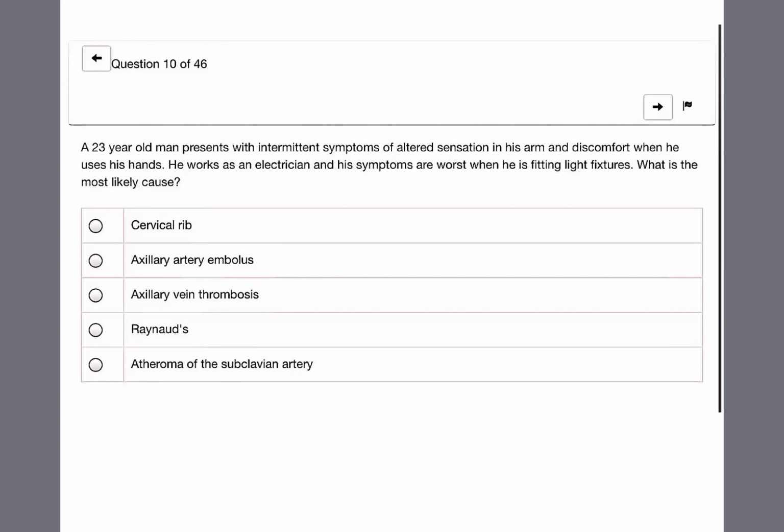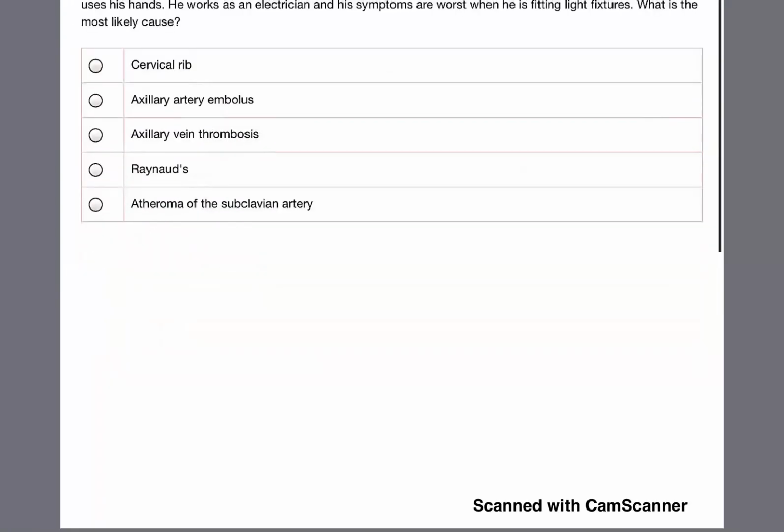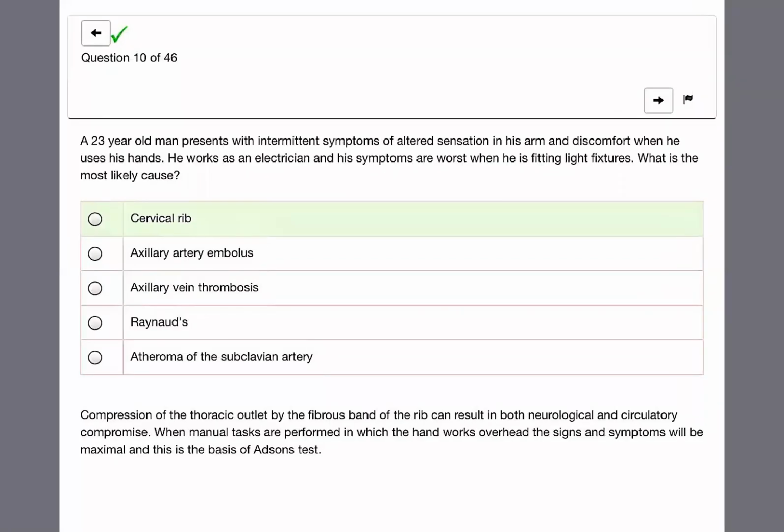Okay, so yes, exactly. Cervical rib is the right answer. So the patient has some neurological symptoms, and he works as an electrician, so he uses his arm, and sometimes to the ceiling his arm is up, and this is one of the tests for testing the cervical rib.